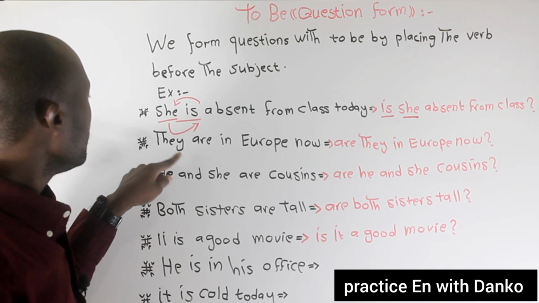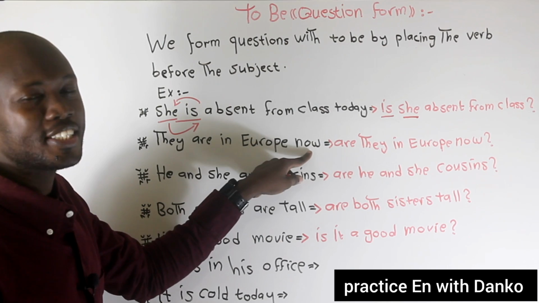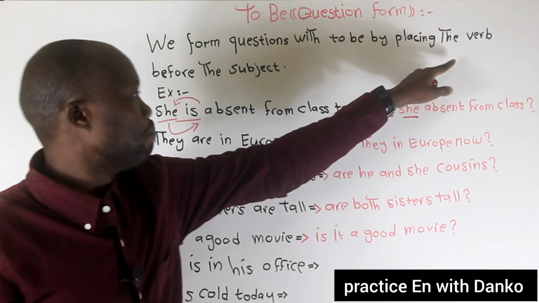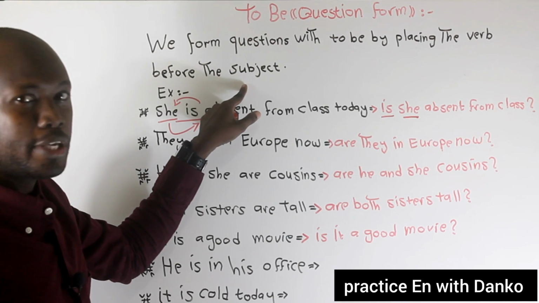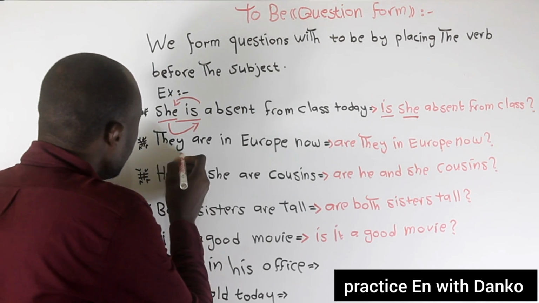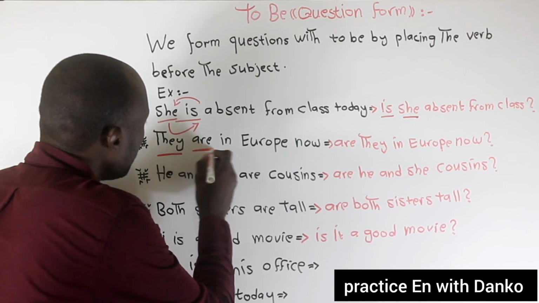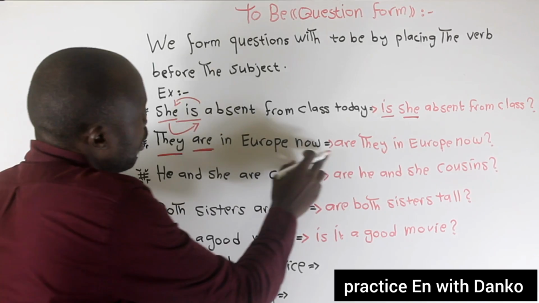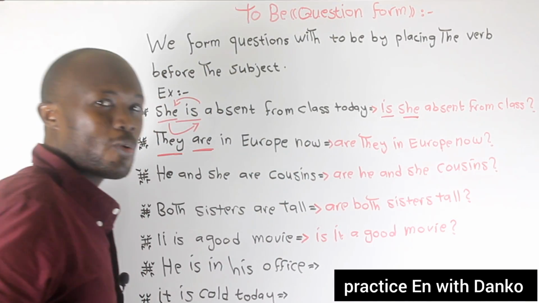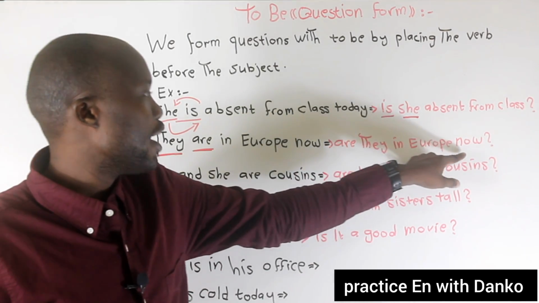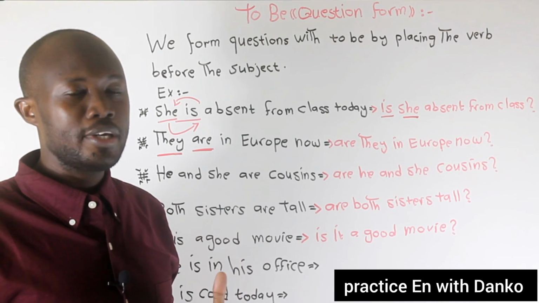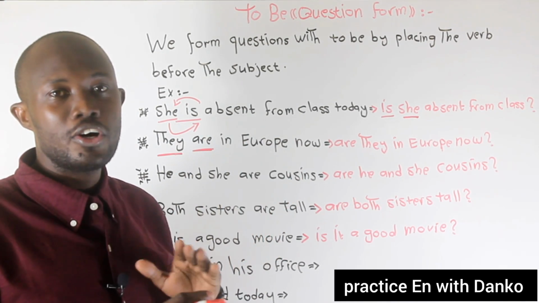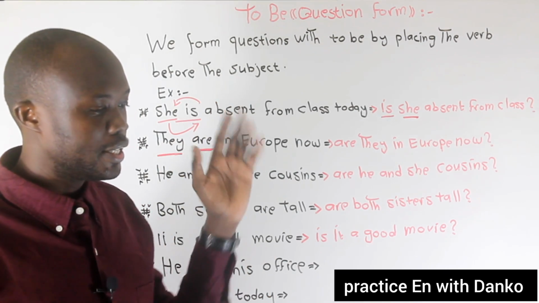Number two, they are in Europe now. This is a simple sentence. The first thing you must do is find the verb, and the second is to find the subject. "They" is the subject, and "are" is the verb. Our rule is to place the verb before the subject, so it becomes: are they in Europe now? This is a question. If the answer is yes, it becomes yes, they are in Europe. If no, they are not in Europe. Maybe they are in Africa or Asia.